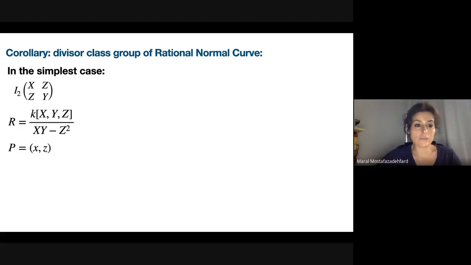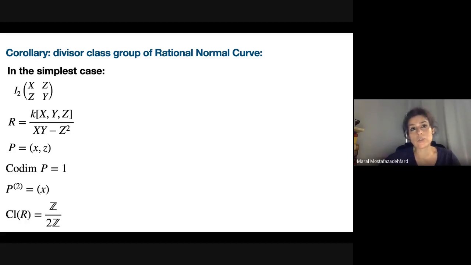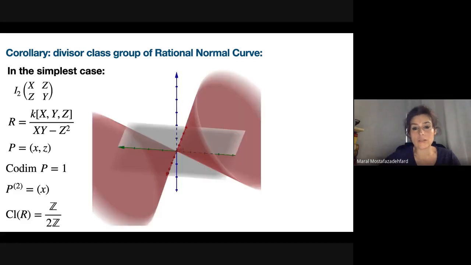If you consider P, which is equal to (x, z), this is a Weil divisor. It is of codimension 1, but it is not a principal ideal. But the second symbolic power of P is principal. And so the divisor class group, generated by P, is Z2. So you can look at this cone, and you can look at this line over the cone as the line of P, as a Weil divisor here.